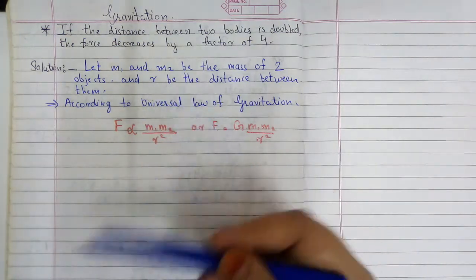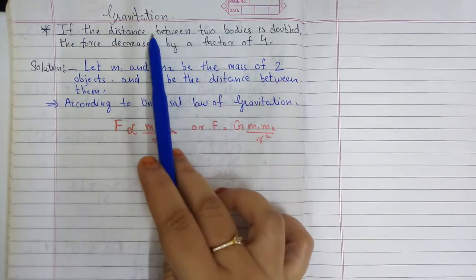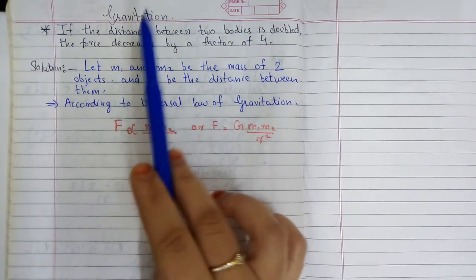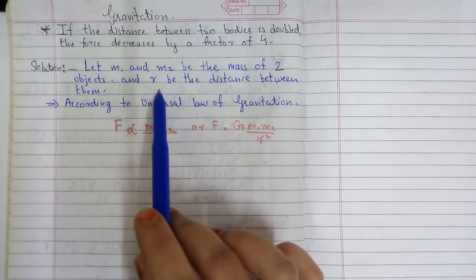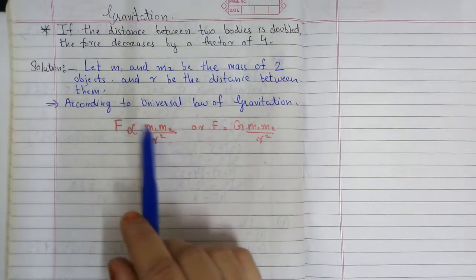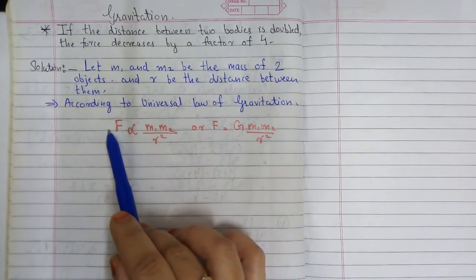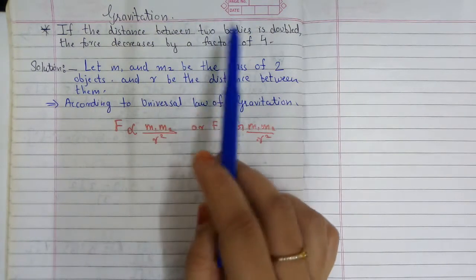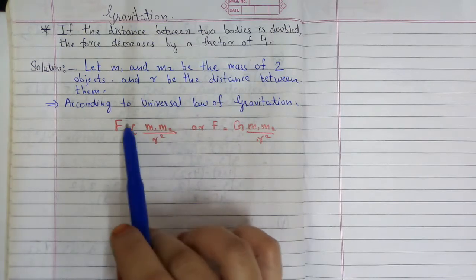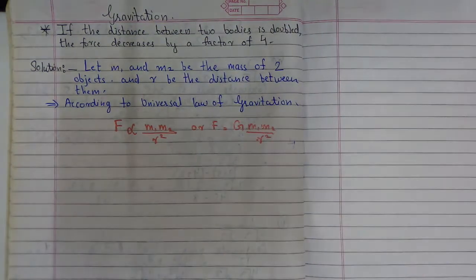That means we see how, when the distance between two bodies is doubled, the force will decrease. And the next condition was, if the product of masses increases, then the force also increases. But here we have to prove that if the distance is doubled, then the force will decrease by a factor of 4. Okay, so let's prove it.